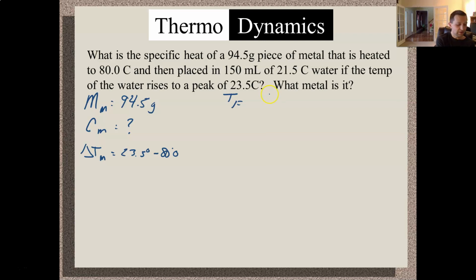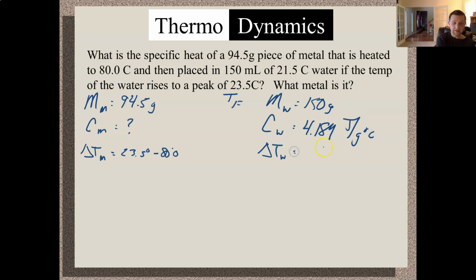Let's look at the mass of the water. That is equal to 150 grams. The specific heat of the water, we know that as 4.184 joules per gram degree Celsius. And the change in temperature of the water, again, is T final minus T initial. You have 23.5 degrees minus 21.5 degrees.